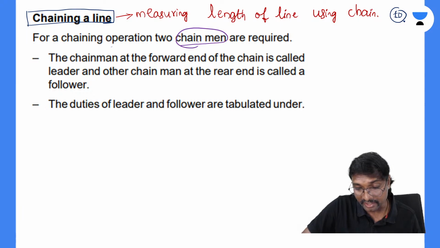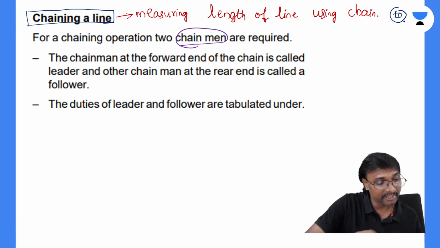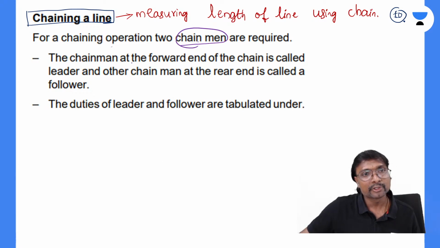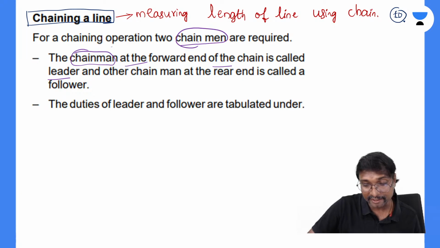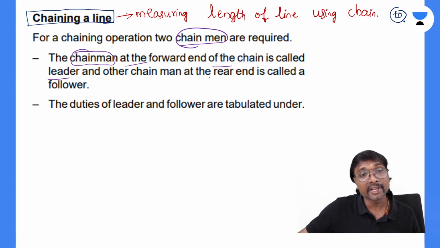With one person or with two persons, can we measure? With the two persons we can measure; a single person is not sufficient, right? So for chaining, the chain man at the forward end of the chain is called the leader, and the chain man at the rear end is called the follower.